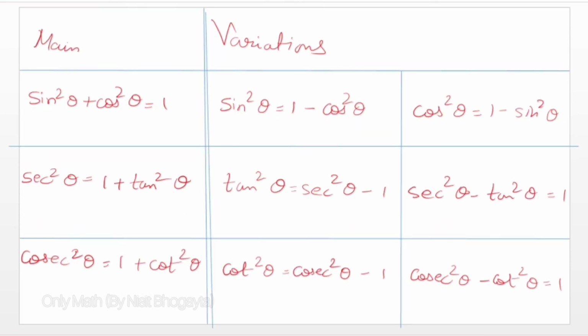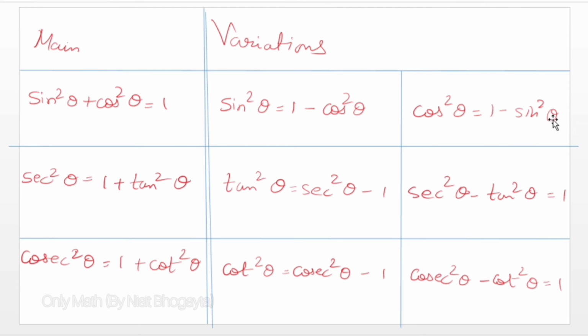The last identities of this chapter, you can prove them by Pythagoras theorem and references, but right now we don't have the time as it's a revision lecture. We are just going to write them down. So we have sine squared theta plus cos squared theta equals 1. The variation can be, you can just change the subject. You can write sine squared theta equal to 1 minus cos squared theta. You can also write cos squared theta equal to 1 minus sine squared theta.